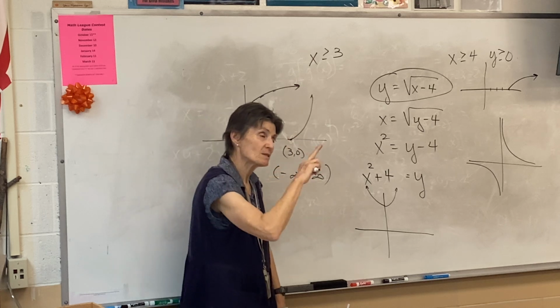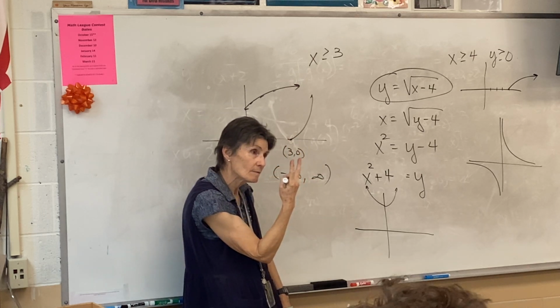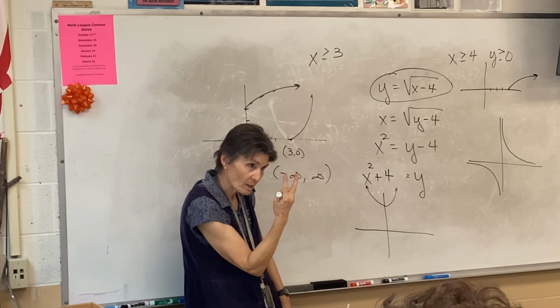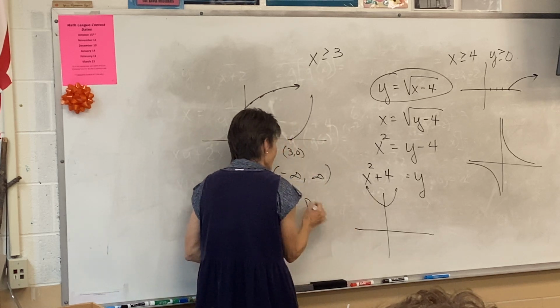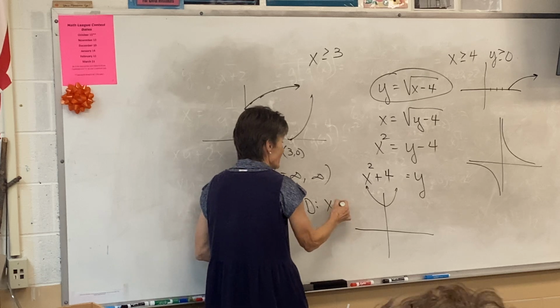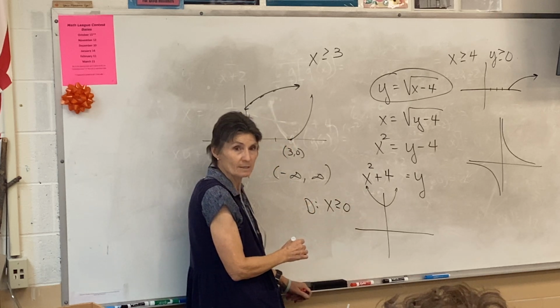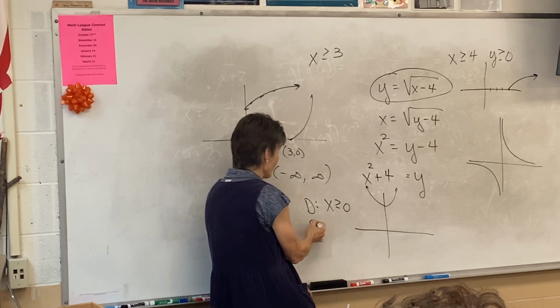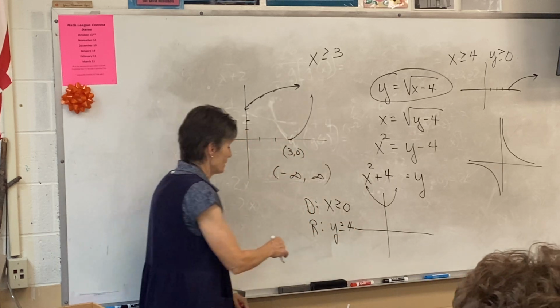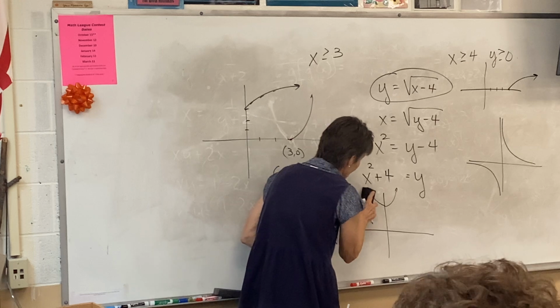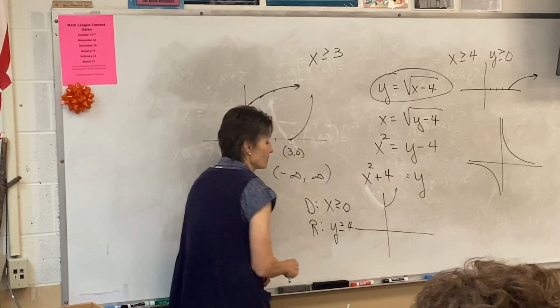Well, what happens when I do the inverse? X and y switch. So what should my domain be? X is bigger than or equal to 0. And my range is y bigger than or equal to 4. So this is the inverse.